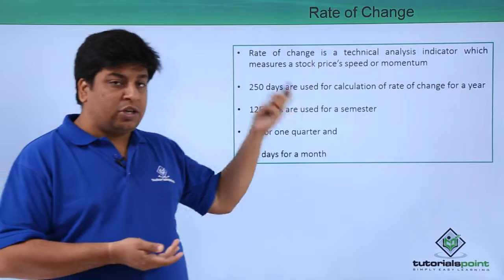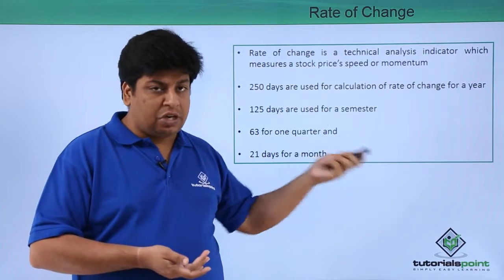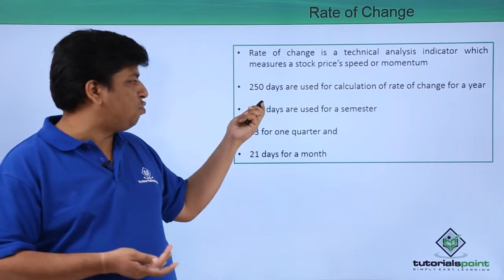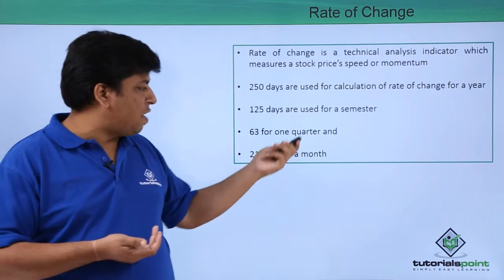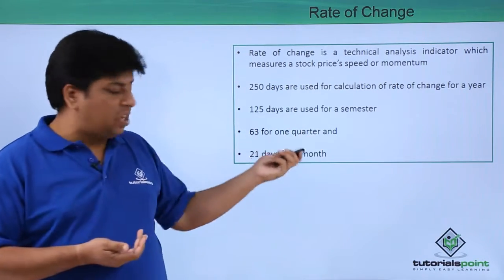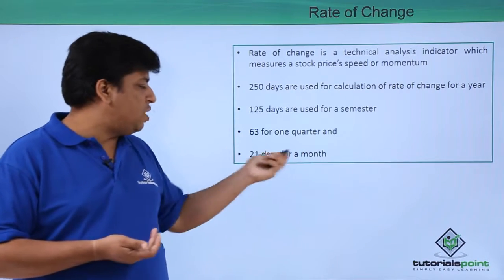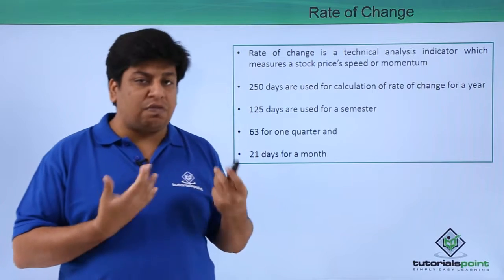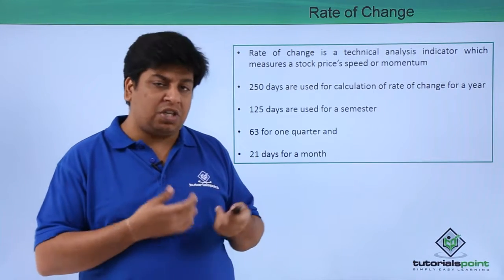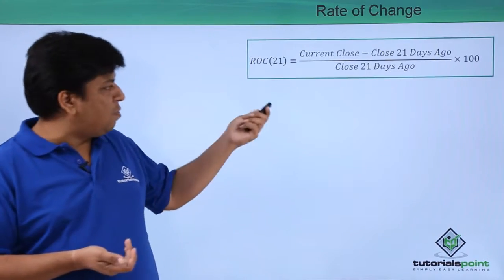In order to calculate the rate of change for a year, we take 250 days as a factor, 125 days for a semester, 63 days for a quarter, and 21 days for a month. Now let's say you want to calculate the rate of change for 21 days, or rate of change for a month. Here is the formula which you can use.